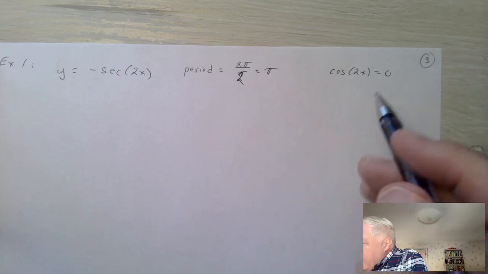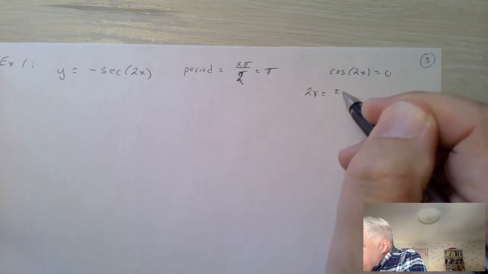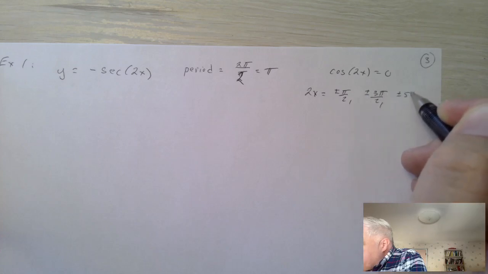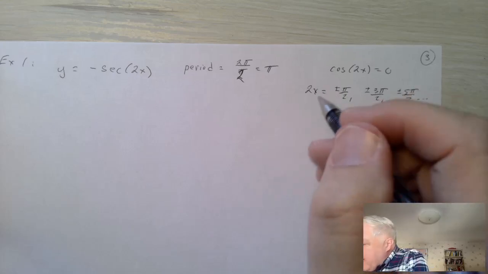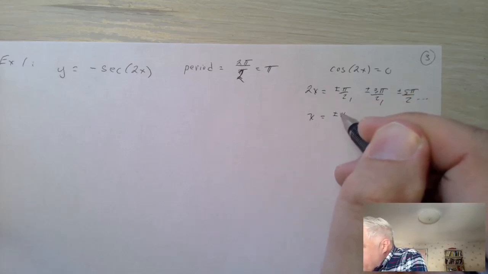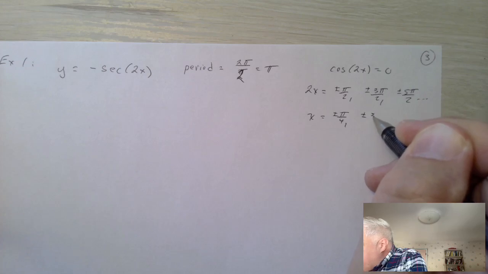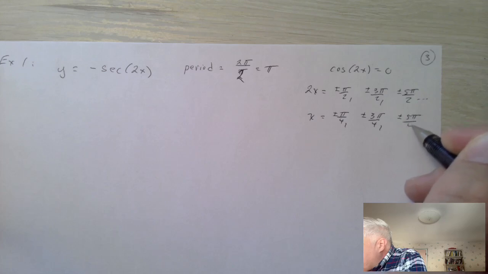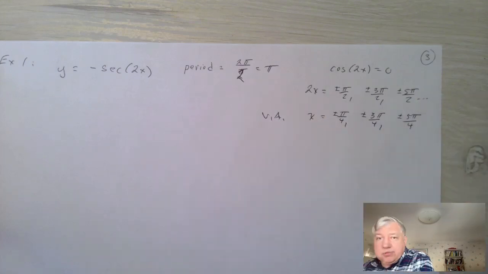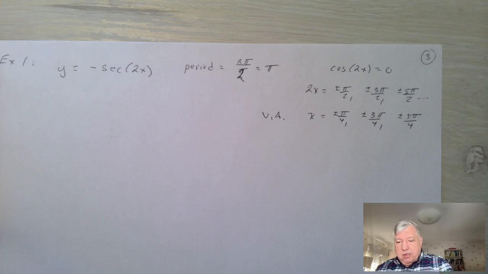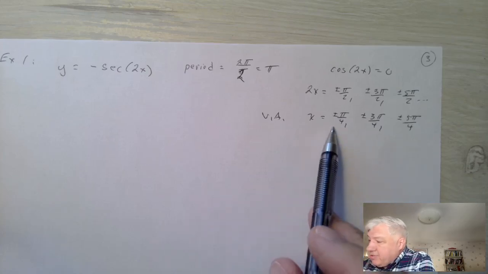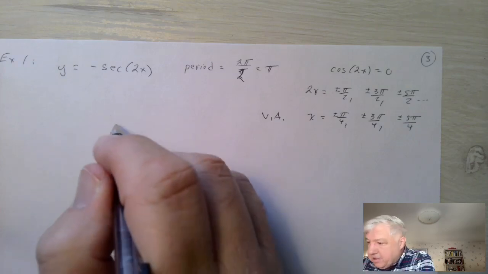That happens when 2x is plus or minus pi over 2, plus or minus 3 pi over 2, plus or minus 5 pi over 2, and so on. So if we divide by 2, we get x is equal to plus or minus pi over 4, plus or minus 3 pi over 4, plus or minus 5 pi over 4. Okay, and these will be the vertical asymptotes. All right, so now we can plot these, and we can start by just plotting the asymptotes at negative pi over 4 and pi over 4. That will be a starting place.